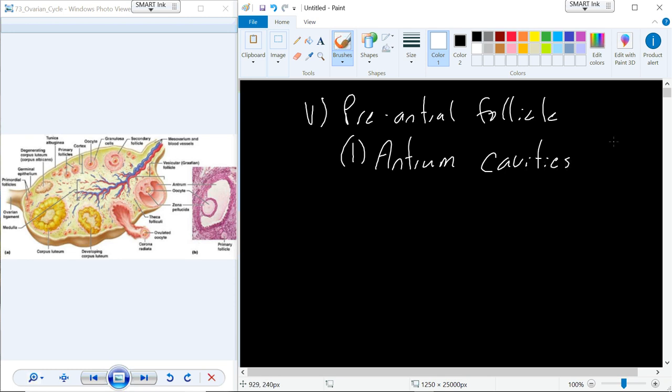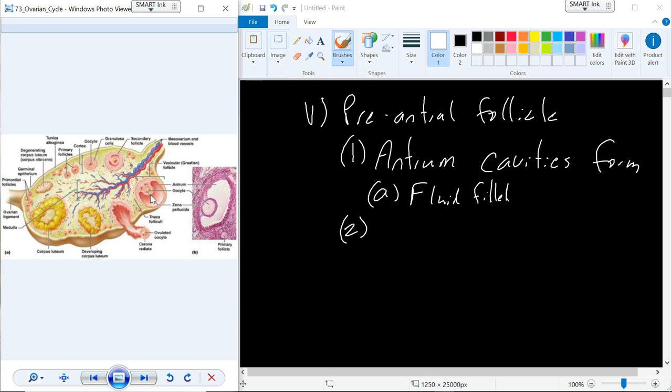So the antral cavities form, and these cavities begin to fill with fluid. As the antrum begins to form and grow, we're working between these two spots on the figure right now, beginning to fill up the antrum with fluid. Now, there is also going to be some tissue around the very outside, and it's more like a connective tissue. It's called thecal tissue.